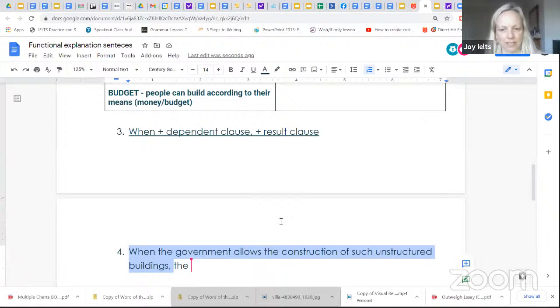When the government allows the construction of such unstructured buildings, do you want to use a word like cultural heritage or identity loss or safety? Will be, who knows a good collocation with safety? Yeah, you can say the safety of the structure may be. If anyone knows the collocation that I've got in my mind.